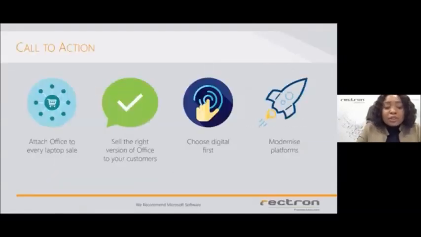Now, just a call to action. From what Caroline and I have spoken about, this is what we are saying we need you as our resellers to do. We need you to attach Office to every laptop. Lead with the device, and then Office must be attached. Sell the right version of Office to your customers. Ensure that they're using the correct Office in the environment. Choose digital first. Remember, everyone is taking precaution in order to protect themselves. Instead of the box product, deliver ESD. Modernize your platforms so that you realize more revenue.